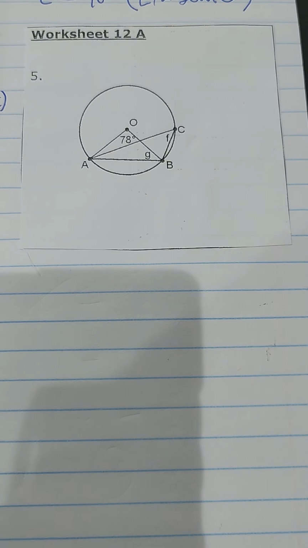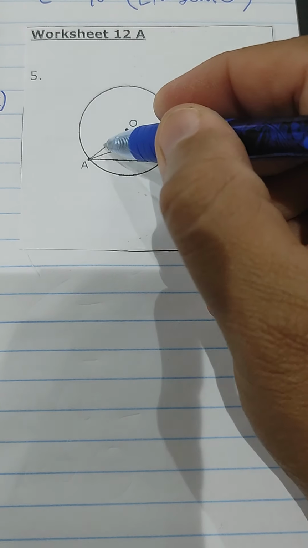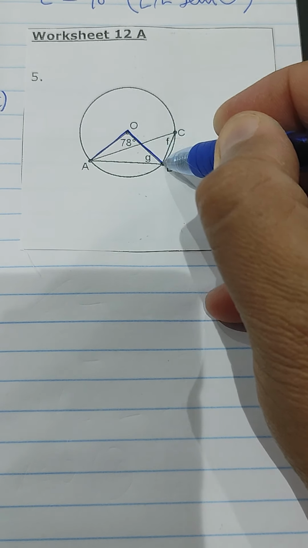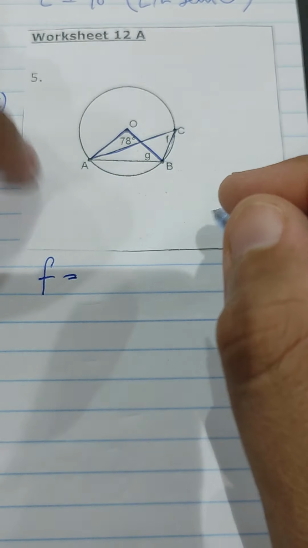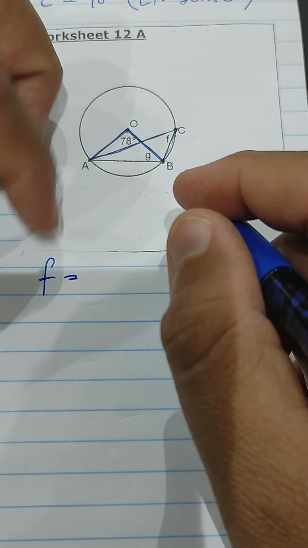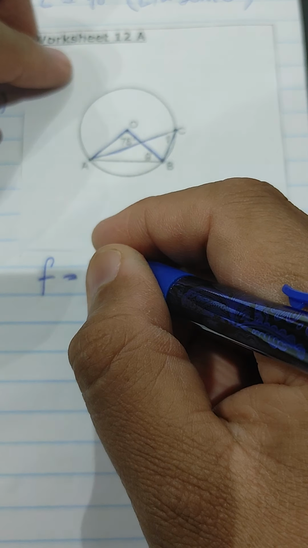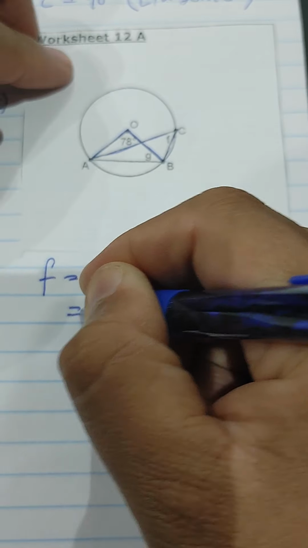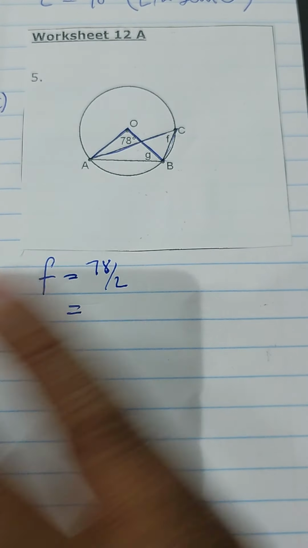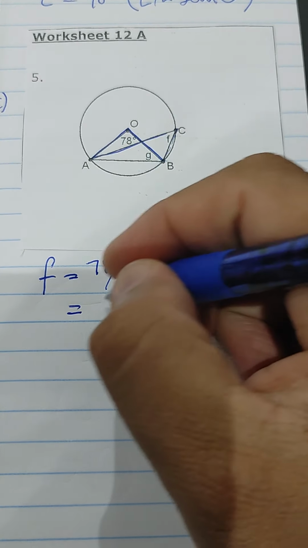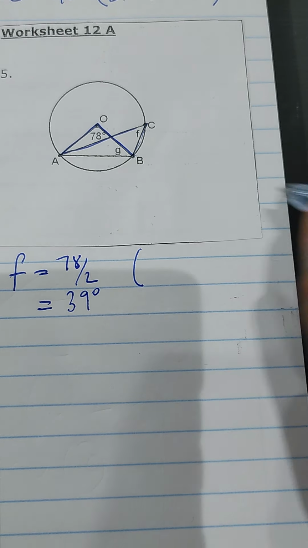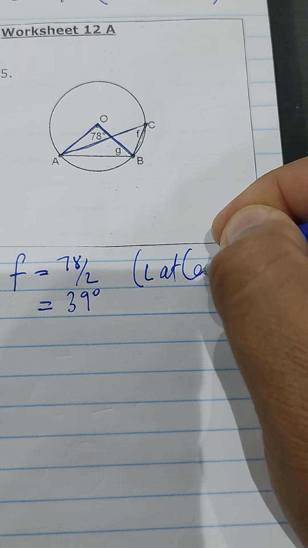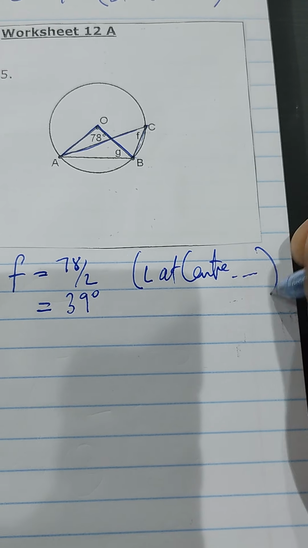Okay, so now we're looking at number 5. As you can see, angle at center is twice angle at circumference. So F is equal to half of 78, which gives us 78 divided by 2, which is 39 degrees. And the reason here is central angle theorem, or angle at center is twice angle at circumference.